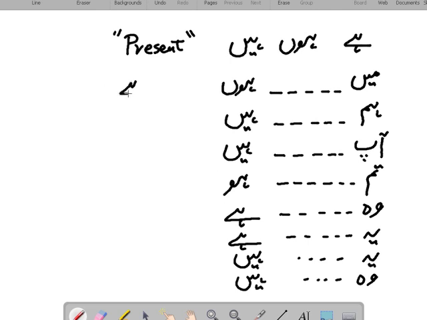है means, in English we call it is, and हूँ, am, and for हैं, it is are. So is, are, am, in Urdu we call it hai, hoon, and hain. Is hai, am hoon, and are hain.